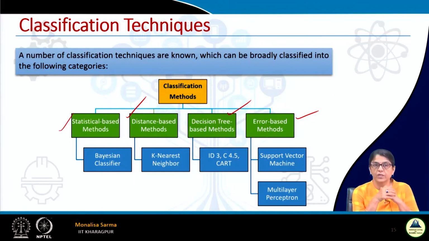Okay, so this similarity index we usually define in terms of the distance between 2 attributes, one attribute from one object and one attribute from the other object. When we try to find out the similarity index, we usually consider the distance of these 2 attributes. Based on this distance based method, one of the approaches is k nearest neighbor, which we will be discussing after 2-3 lectures. Okay, then next is decision tree based method.